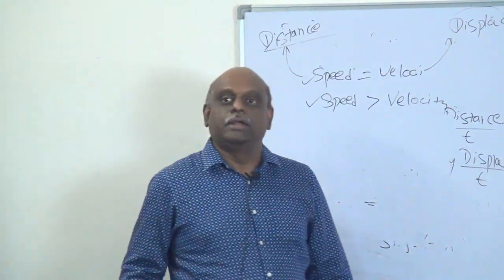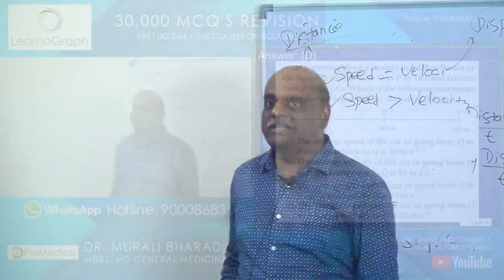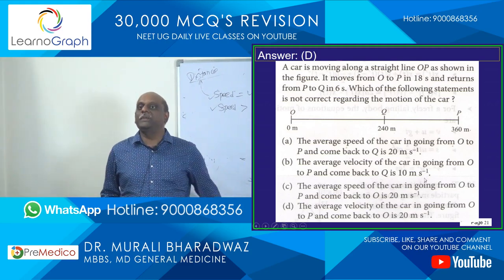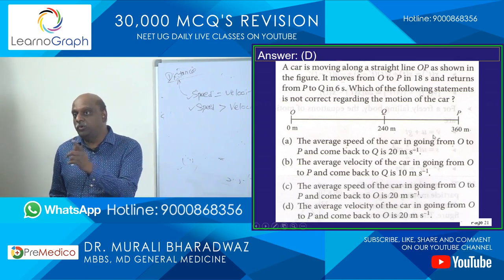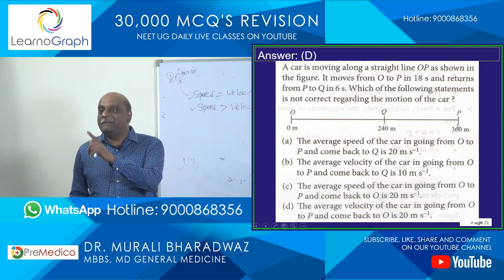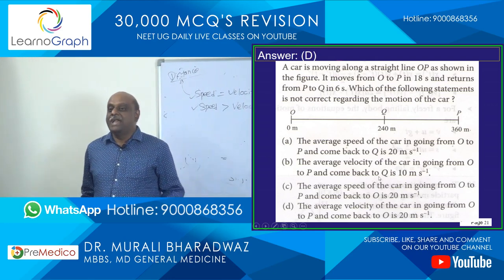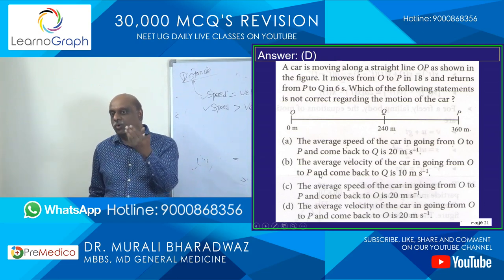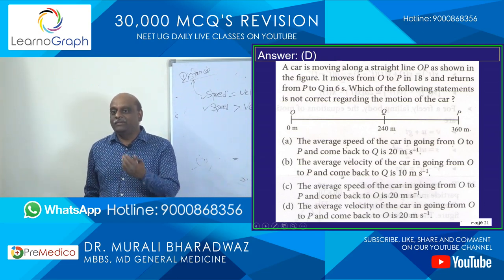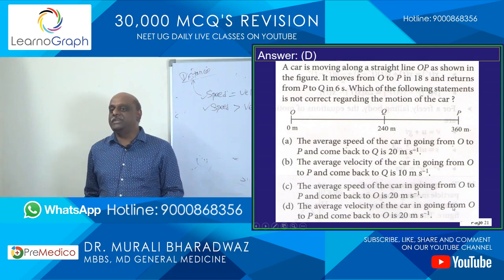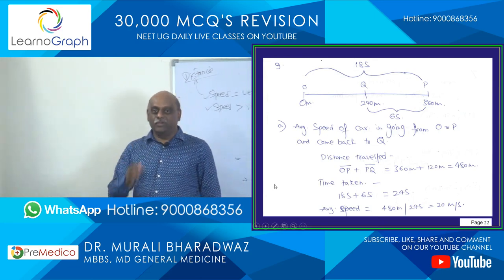Now, let us look at the next question. Can you give me the slide? A car is moving along a straight line OP, which is being shown to you in the figure. It moves from O to P in about 18 seconds and it returns from P to Q in 6 seconds. Then what are the true statements with regard to average speed of the car in going from O to P and coming back to Q? And what is the average velocity in going from O to P and come back to Q? And what is the average speed from O to P and come back to O? And what is the average velocity to go to O to P and come back to O? Iske bare mein hum lagatar charcha karenge. Can you give me the board?